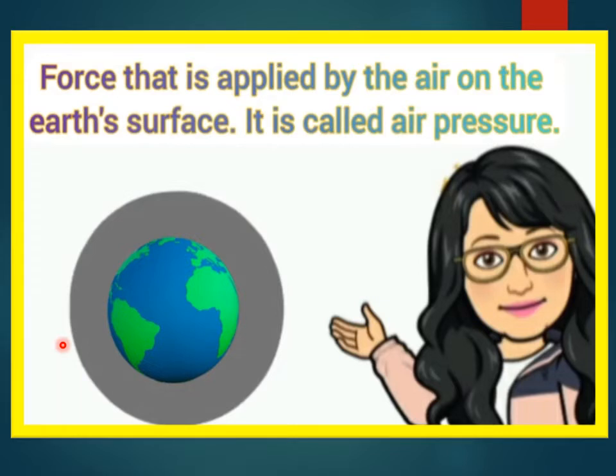It is applying pressure. Okay, so the force that is applied by the air on the earth's surface is called air pressure. You can see air is pressing all around the earth's surface because air has weight and it is pressing on the earth's surface. This is called air pressure.